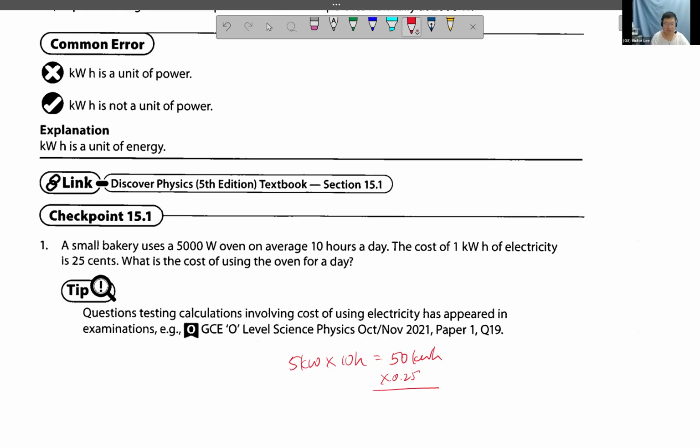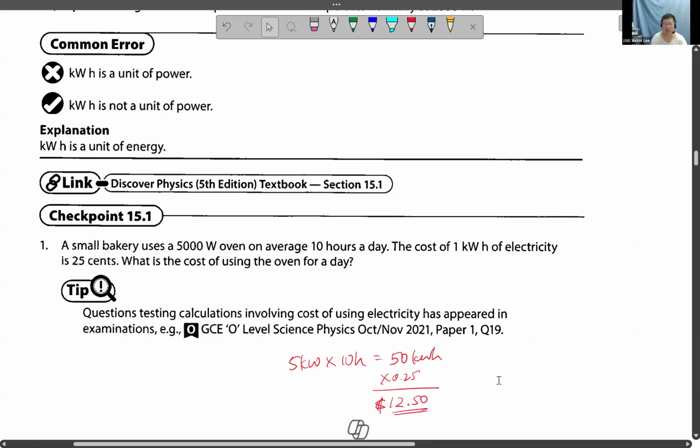You say now? I forgot what I said. Did you write the answer down? No. $12.50, do you get it? Yeah, 12.50. That's quite a lot actually.